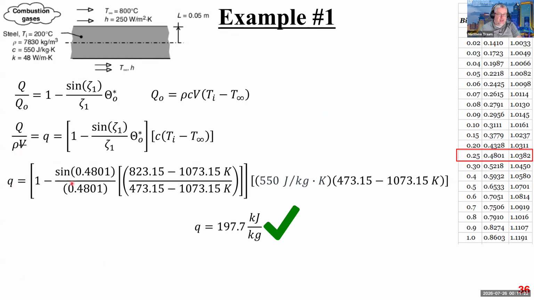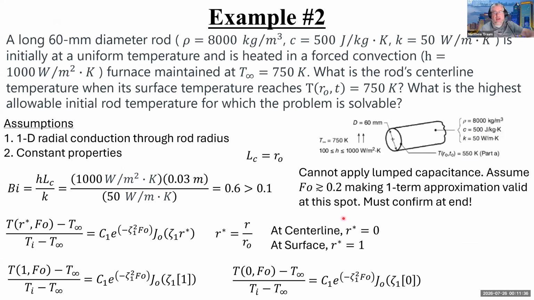Anyway, so here I am plugging in the numbers, and out pops 197.7 kilojoules per kilogram. Okay, cool. And that checks with the book and with AI. So we got that.